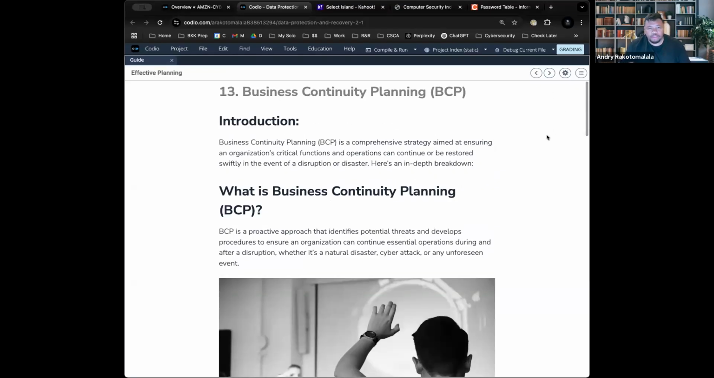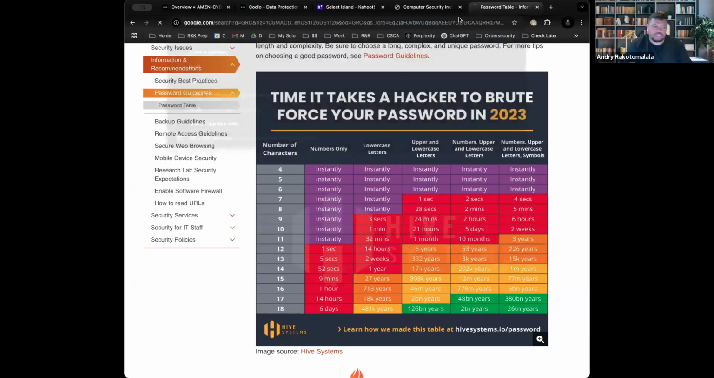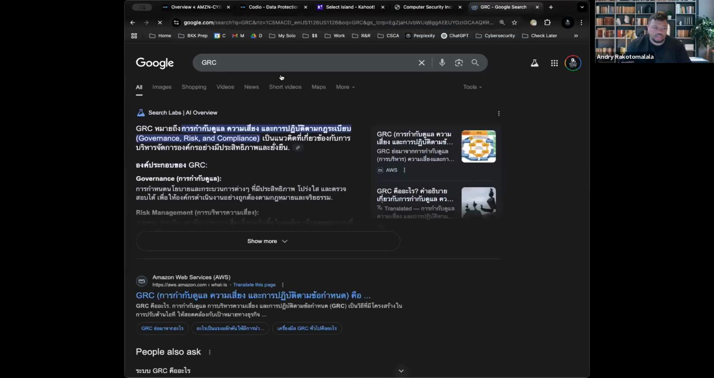Okay. All right. So I brought this up in the last class. I know that some of you are interested in it because it's a potential career path. So I used the term BCP. BCP stands for Business Continuity Planning. Business Continuity Planning is a part of the overall term called GRC, which stands for Governance, Risk, and Compliance.